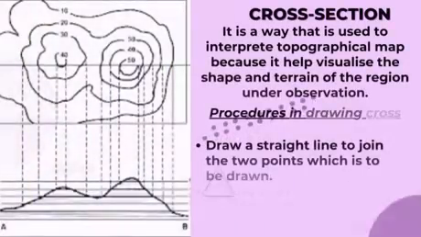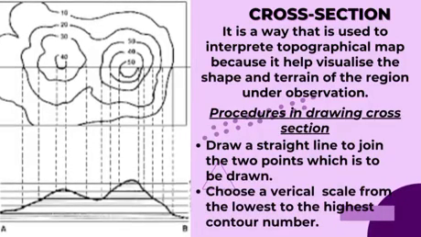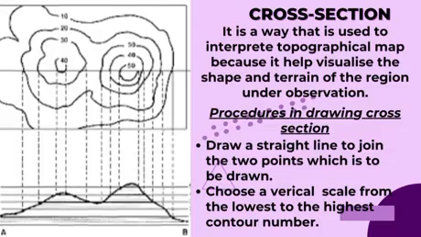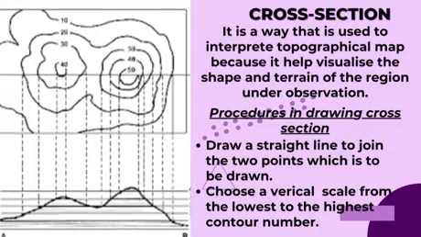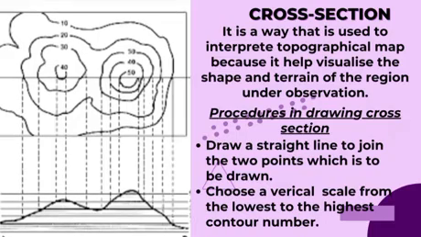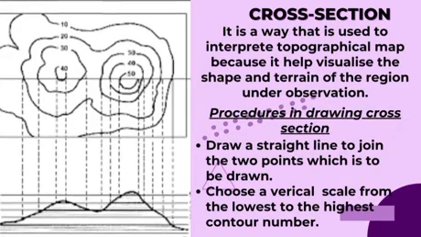For our cross-sectional drawing, this is a way to represent or interpret a topographical map in a visual way, or to show the terrain in a way that we can see or project. There are procedures in projecting a cross-section. Firstly, you draw a straight line to join the two points to be drawn on the map. Secondly, you choose a vertical scale from the lowest point on the line you've drawn to the highest point on the contour number, so as to be able to represent the landform from the map as what we can actually visualize from a cross-sectional drawing.